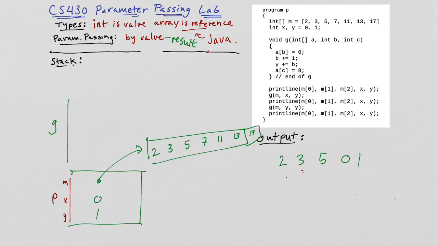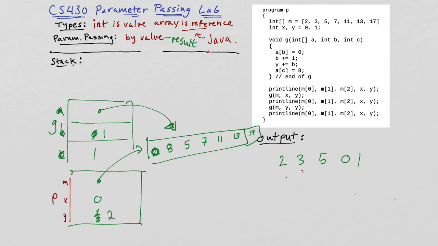Then we call g. G gets the reference passed by value, the value of a, sorry, this should be a, b, and c. The value of b is 0, value of c is 1. And so now a sub b gets 0, turning this to 0. B plus equals 1, turning this to 1. Y plus equals B, turning this to 2. A sub C gets 8, turning this to 8.